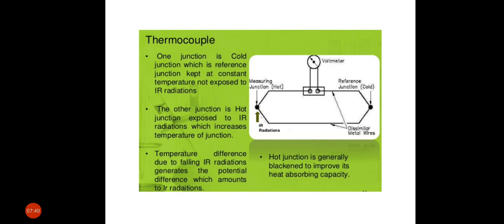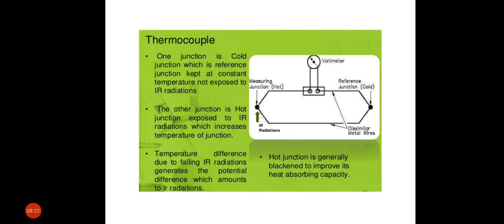One junction is the cold junction, which is called the reference junction, and it is kept at constant temperature, not exposed to IR radiation. The other junction is the hot junction, exposed to IR radiation, which increases the temperature of the junction.